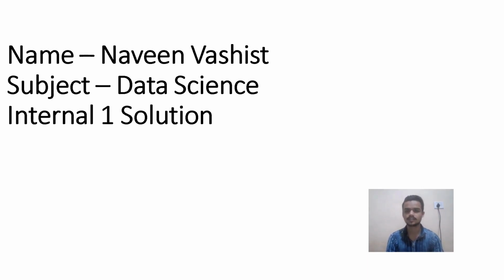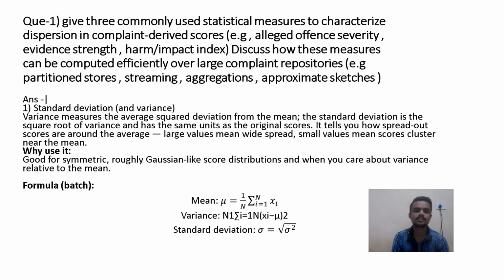of internal learning. We have three commonly used statistical measures to characterize dispersion in complaint-derived scores. Discuss how these measures can be computed efficiently over large complaint repositories: partition stores, streaming, aggregation, approximate sketches. On this page, we are looking at our first dispersion measure, variance and standard deviation.